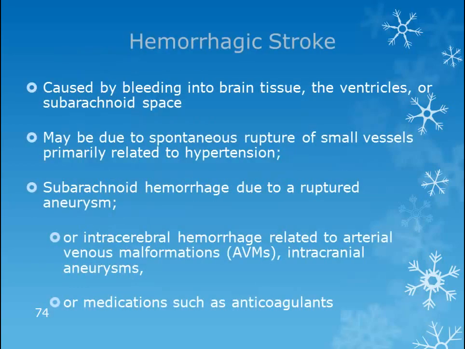Hemorrhagic stroke is caused by bleeding into brain tissue, the ventricles, or subarachnoid space. It may be due to spontaneous rupture of small vessels, primarily related to hypertension. Subarachnoid hemorrhage due to a ruptured aneurysm is another cause, or an intracerebral hemorrhage related to arteriovenous malformation or intracranial aneurysms, or medications such as anticoagulants.